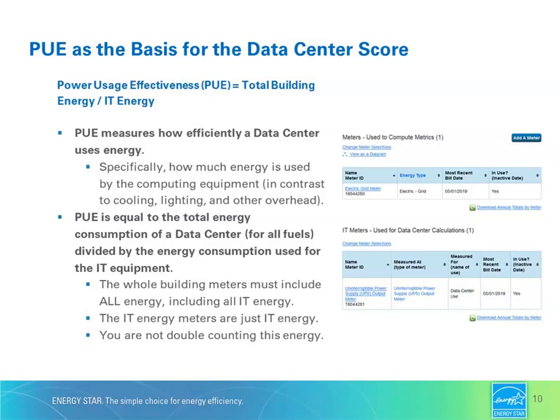You're not double counting this energy by making sure it's accounted for in both places. If you do exclude the IT energy from your main building meters for fear of double counting it, then your score will not be accurate. So make sure your IT energy is included in your main building meters.